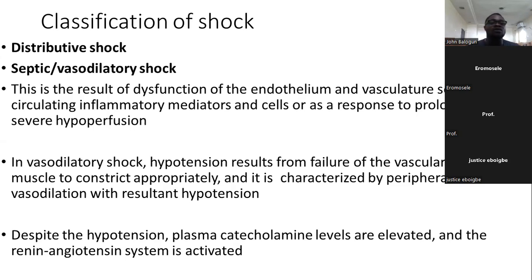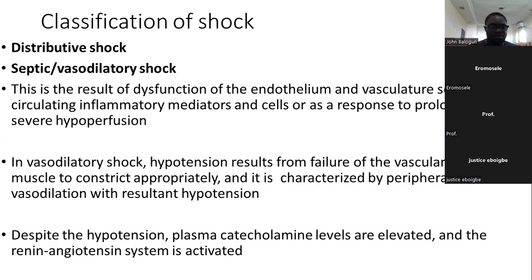Right? So usually for the arteries, the muscles are much more. For the veins, the muscles are less. Now, this must be in some level of tone for flow to occur. But in distributive shock, that tone is lost in any form. And what differentiates the type of distributive shock is what is causing the loss of that tone.